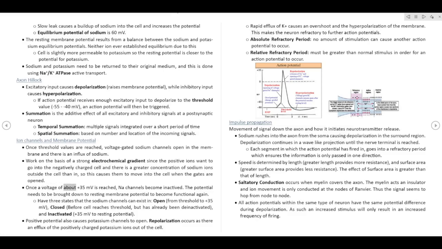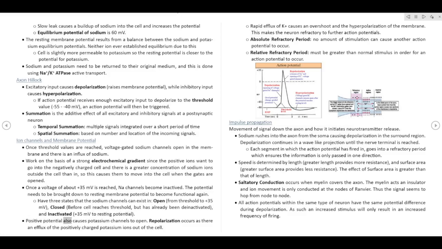Once a voltage of about plus 35 mV is reached, Na channels become inactive. The potential needs to be brought down to resting membrane potential to become functional again. Sodium channels can exist in three states: open, from threshold to plus 35 mV; closed, before the cell reaches threshold, but has already been deactivated; and inactivated, plus 35 mV to resting potential.